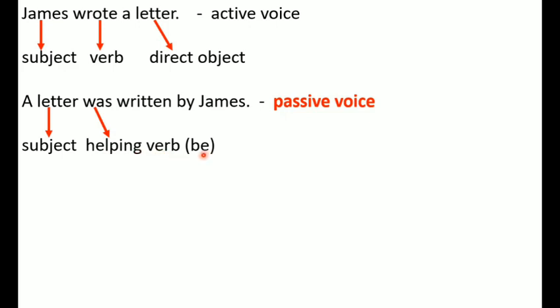Okay. Was is used here, kasi sa active voice, ang ginamit ay past tense, now wrote. This is the past tense of the verb write. So since this is past tense, the appropriate helping verb here is was, kasi the subject is singular. And it happened in the past, so the helping verb appropriate here is was.